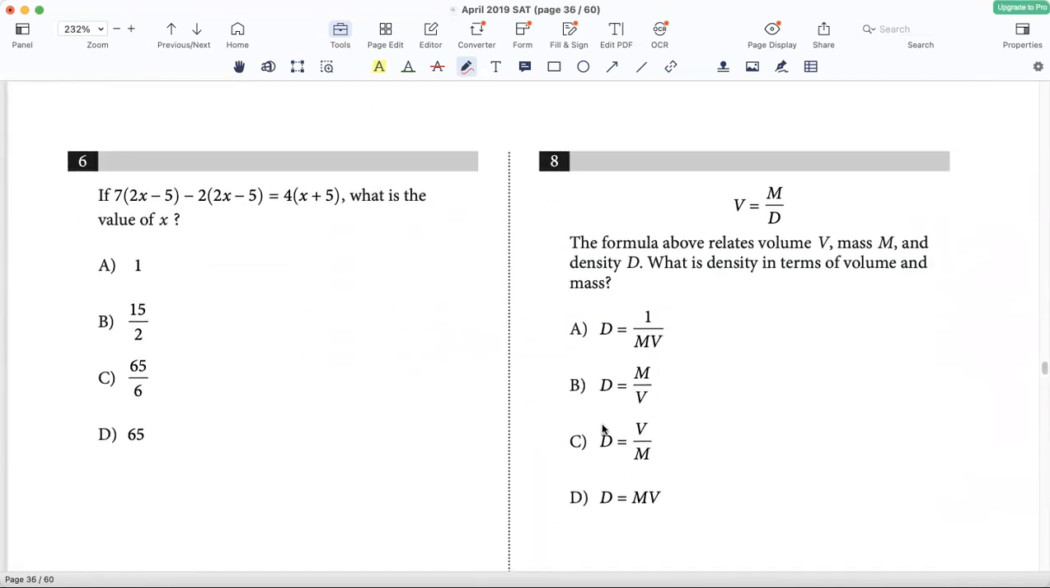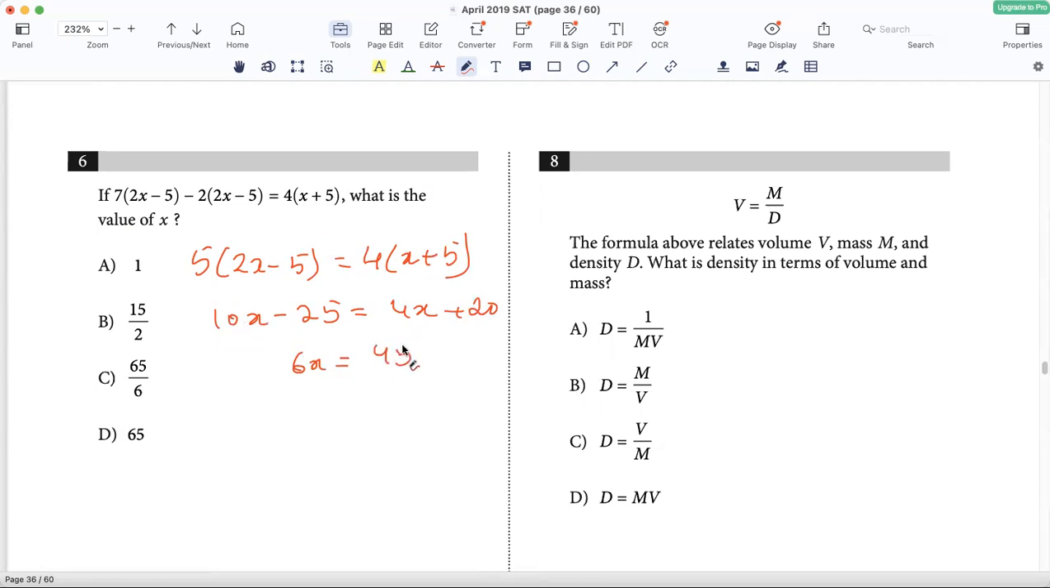Question 6. If 7 times 2x minus 5 minus 2 times 2x minus 5 is this, what is the value of x? So 7 times 2x minus 5 minus 2 times 2x minus 5 will be 5 times 2x minus 5. And that's 4 times x plus 5. So 10x minus 25 is 4x plus 20. So 6x is 45. So x is 45 by 6. 3 into 15, 3 into 2, 15 by 2.